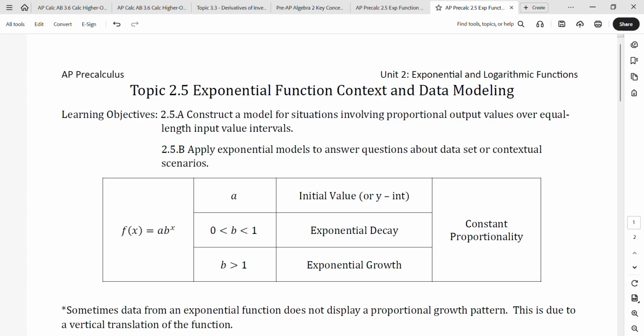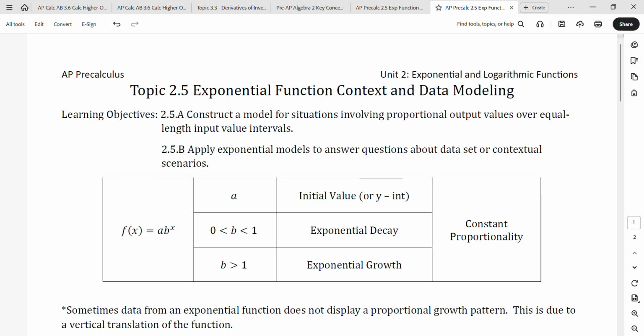Okay? So some of the things that we've already known up to this point is that our general form is f of x equals a b to the x. In a story problem, a is the initial value, wherever we're starting, that y-intercept. If b is between 0 and 1, it's decay. If it's bigger than 1, it's growing. And its property is it's got a constant proportionality.